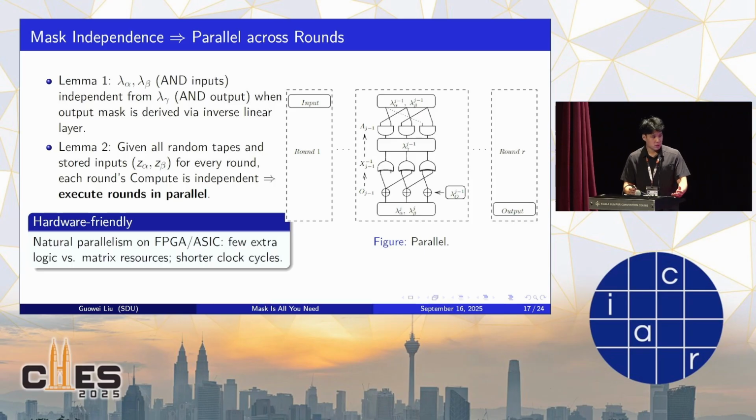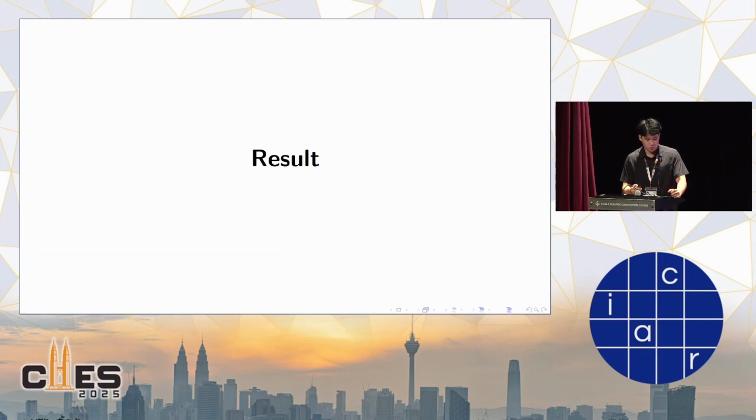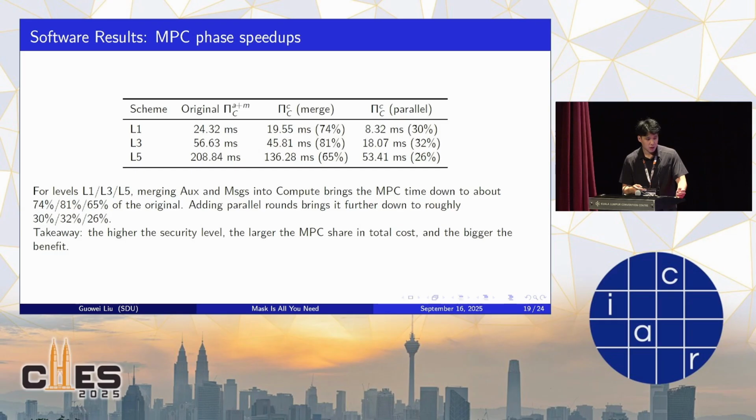So we can see that mask independence gives us round-level parallelism. Let me show you the changes in the software and the hardware.